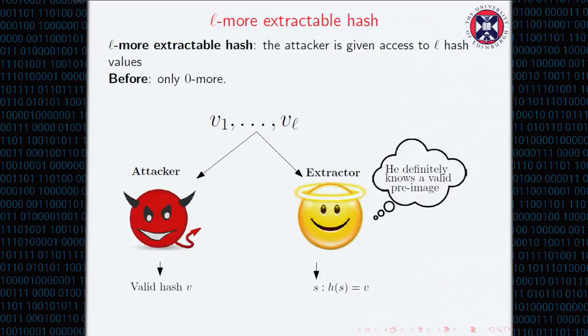As in signatures, if you have malleability in signatures, you have two signatures and you get a forgery. So it's like a forgery here. You combine two hash values and you create a new one for which you do not know the witness, which is the preimage.